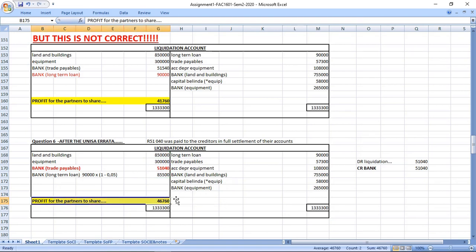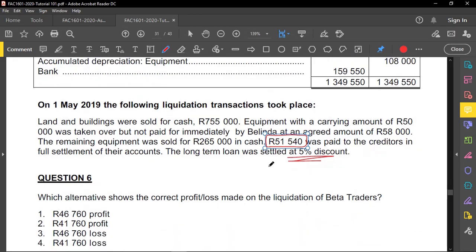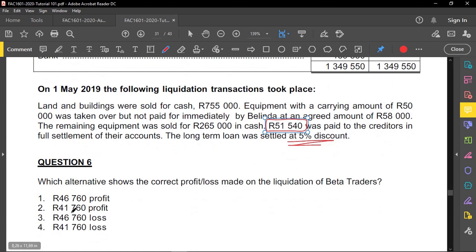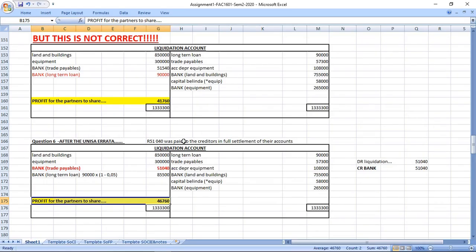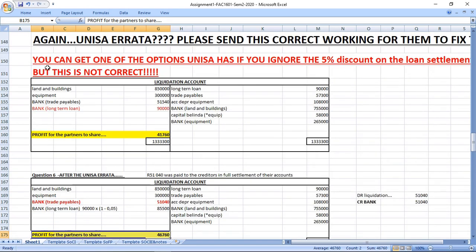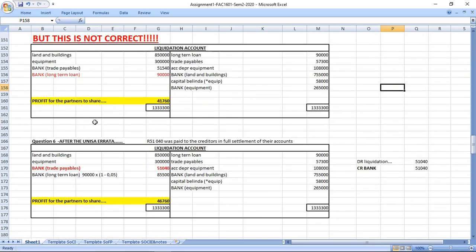Okay, so let's check. Is there an option for 46,760? Let's go look at the... yes, there is. 41,760 profit, which was number 2. And that was the same as what I had looked at there. Basically, when I looked at it, I just said if you ignore the 5% discount, so if you take it out and just use that as the amount that was paid, you get the right answer. So that was fine. But I'm sorry, your answer is 46,760. Correct.